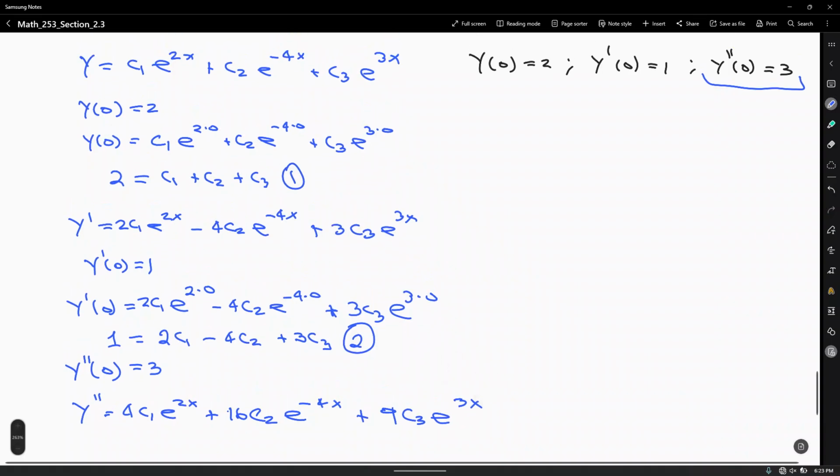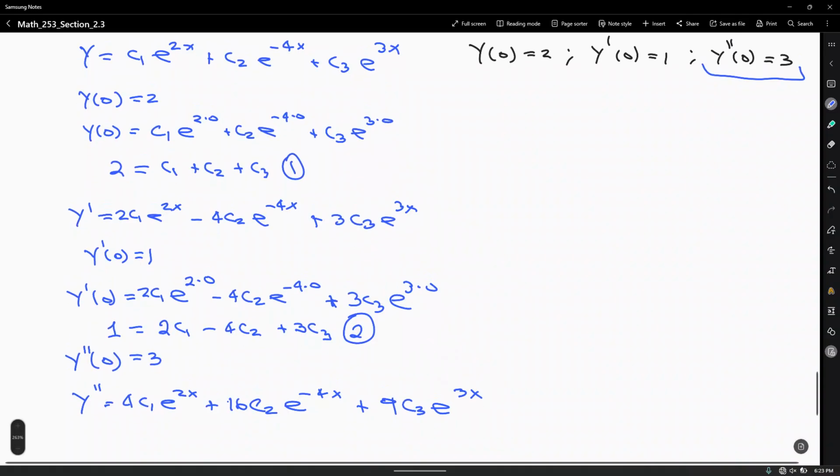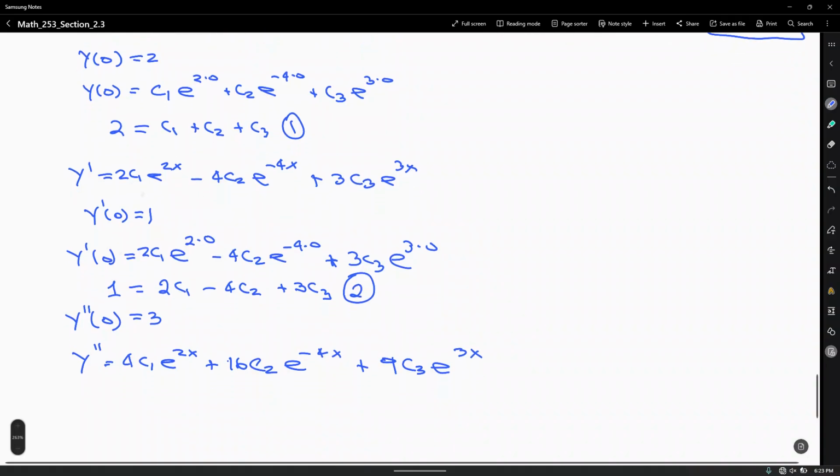Let's just use the initial condition for y double prime of 0 equals 3. And let's do the same. Y double prime of 0 equals 3.